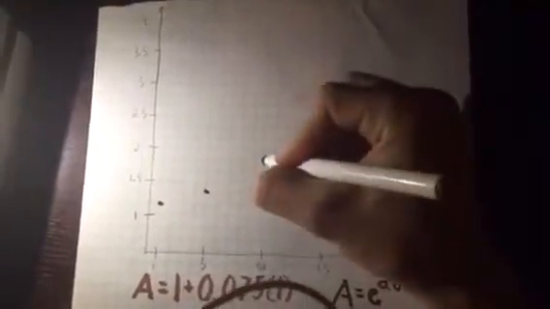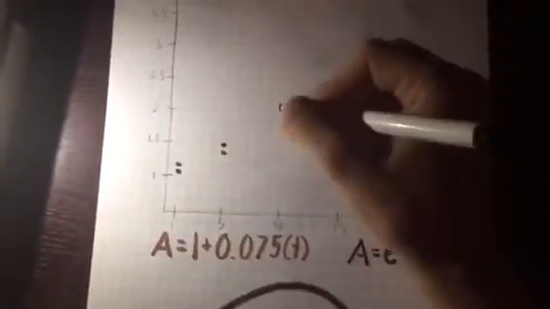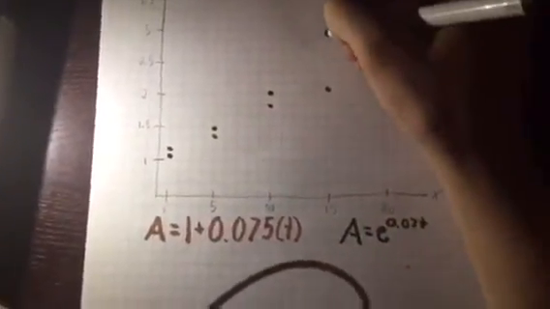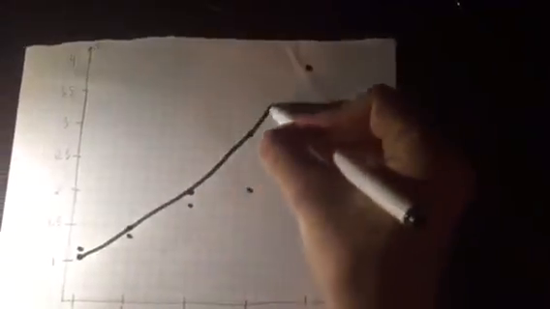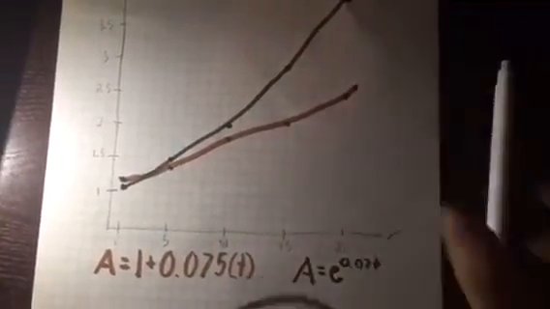I start with the brown equation, and start plugging in the points for A equals 1 plus 0.075t, and move on to the green one, A equals e to the 0.07t, and we can see that the equation in green has a graph that goes up much higher than the equation in brown, and shows that 7% continuously compounded interest is greater than simple interest at 7.5%.